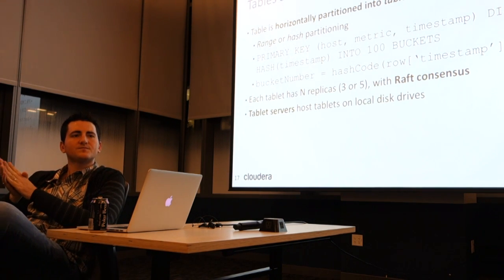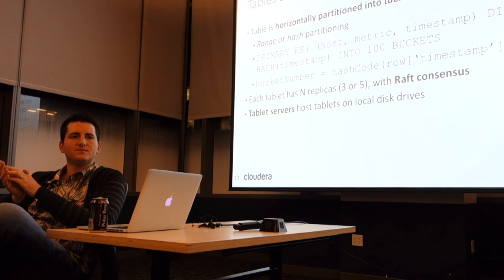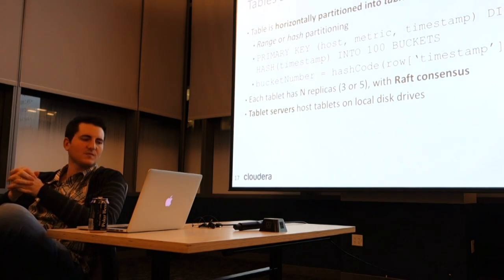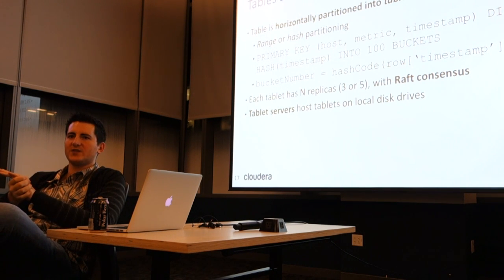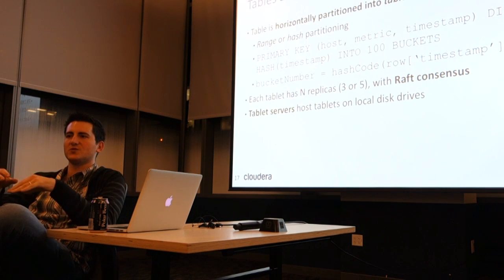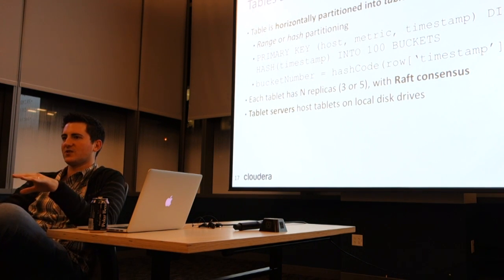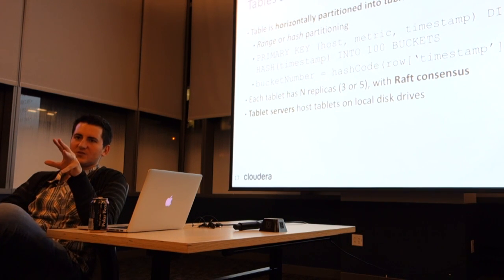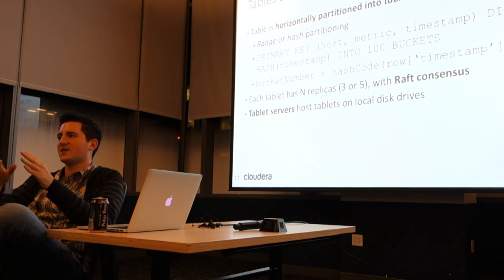So how do I know, when I'm creating a new table, how many buckets it should go into? Rule of thumb, like 10 per server. Each tablet will be replicated using Raft consensus. Since Kudu doesn't use HDFS, you can just use Kudu directly on a machine or a cluster that has nothing else, just Kudu. And it's going to use either ext4 or XFS for the storage.